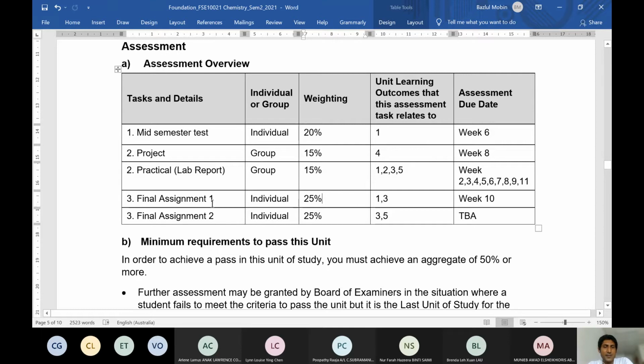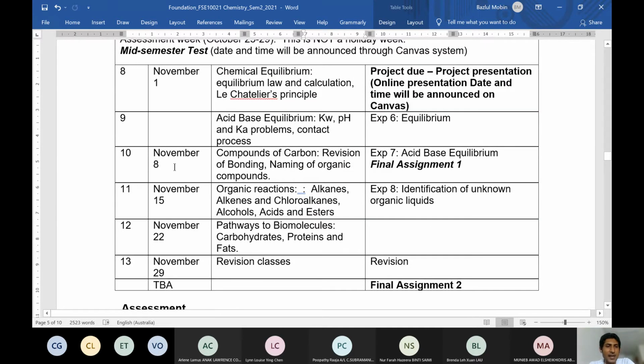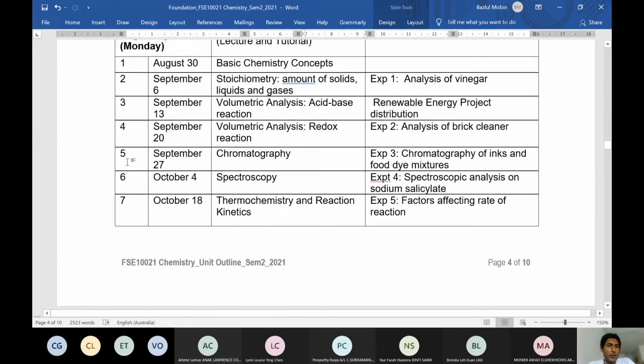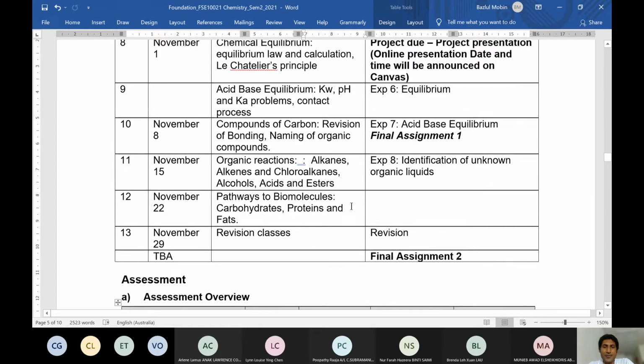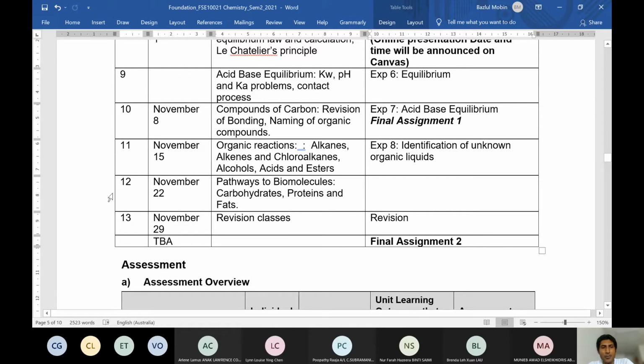Final assessment 1, actually the final exam, we have divided into 2 assignments. So final assessment 1 and final assessment 2 are 25% each. The structure and everything is similar to the mid-semester test. The content covered for final assessment 1 will be everything from week 5 or week 6 until week 9 or week 10. And for final assessment 2, everything from week 1 until week 13 will be covered.